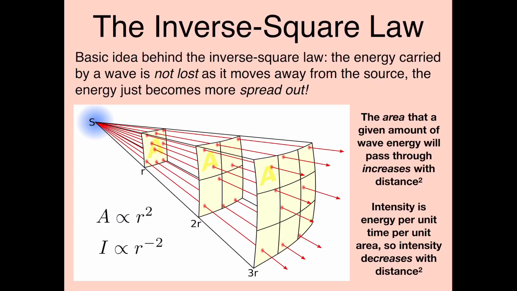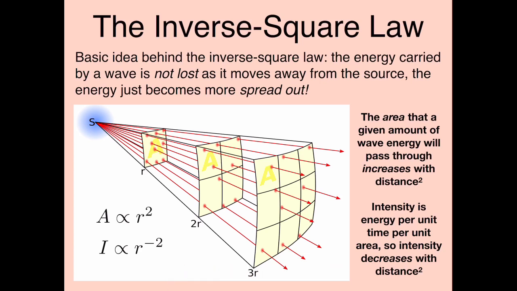So if we take a look at this picture here, where S represents the source of some waves, we can take a look at some rays here that are shown in red, representing the direction the waves are moving in. And we're not going to look at all the different rays. We'll just look at some of them. Okay, just a little bundle of rays here.